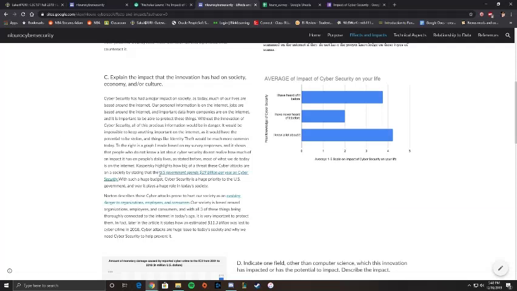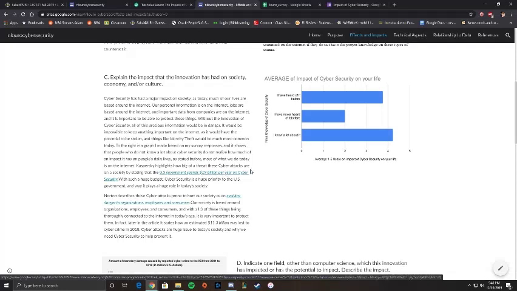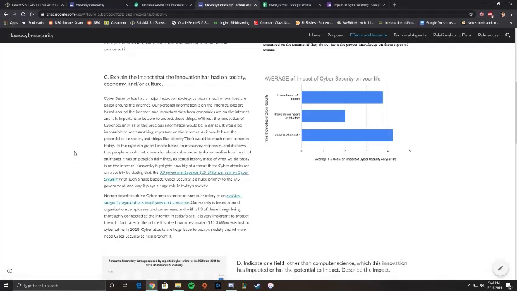Here you can see how the U.S. government spends $19 billion per year on cybersecurity. With such a huge budget like that, you can see how much of an impact cybersecurity has on our daily lives, because so many people fall for things like that that the government needs to step in and do something about it.